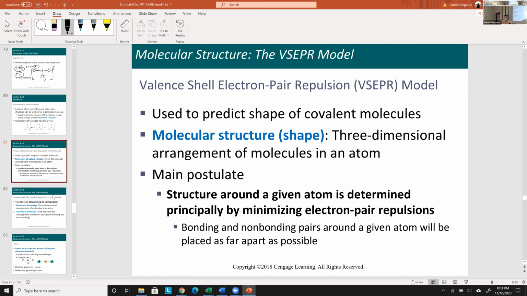Electron geometry represents the positioning of the electron pairs around the central atom. Not necessarily where the bonds are, but where the pairs are. Pairs are also in the bonds, and also they're by themselves, as lone pairs. But basically, the main postulate, this one in bold, is that the structure around a given atom is determined principally by minimizing the electron pair repulsion. So we don't want electron pairs or electron groups next to each other. That's a key concept.